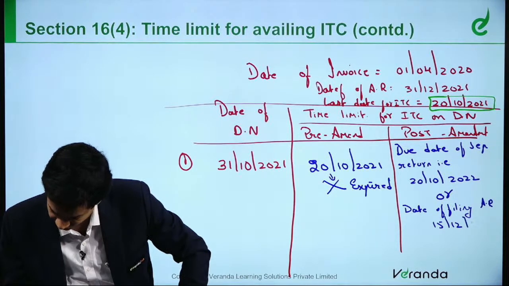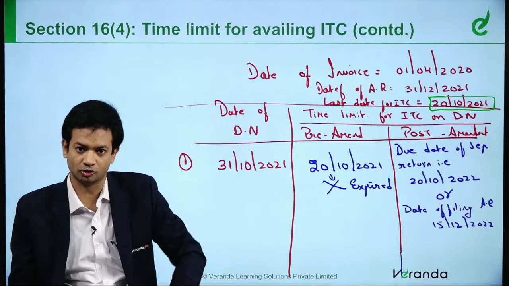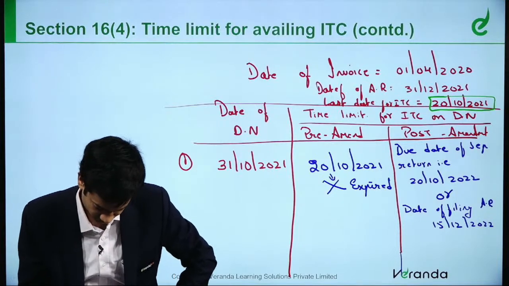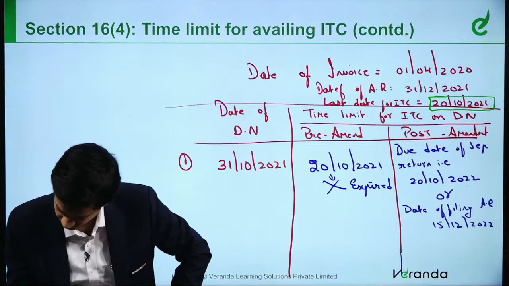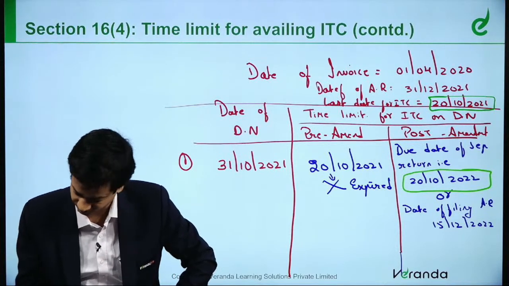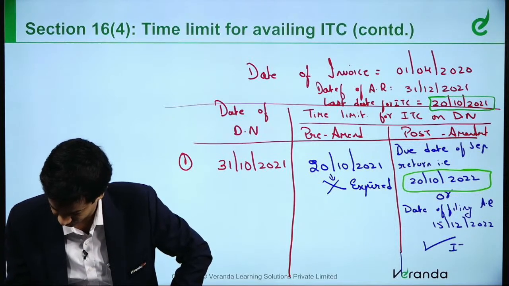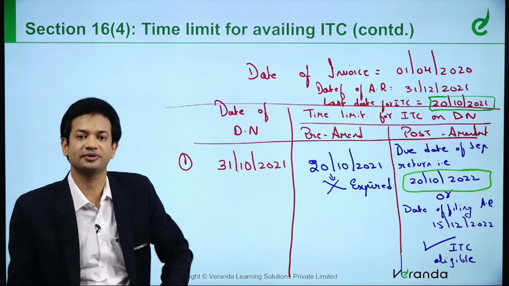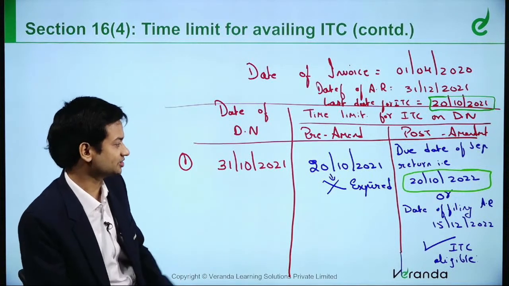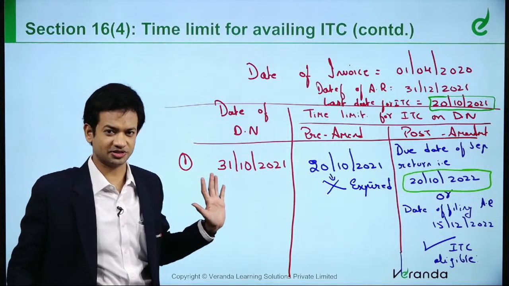I filed the annual return on 2022. So here the answer will be I can take ITC up to 20th October. This will be the time limit to avail ITC, and hence ITC is eligible, since the time limit has not lapsed. So I can still take ITC in this scenario. Clear? The concept is clear now.